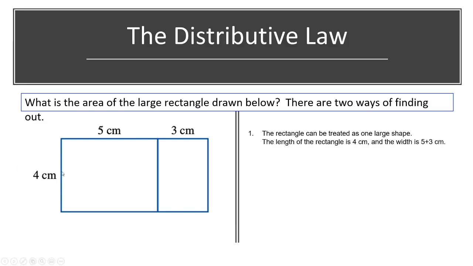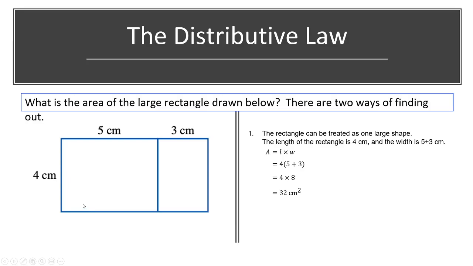Way number one is to treat it as one big rectangle. So we have 4 centimeters here, and we have 5 centimeters plus 3 centimeters there. So we can put that into our equation. Area equals length times width. And we get area equals 4 times 5 plus 3, which simplifies down to 4 times 8. And that's 32 square centimeters in this area here.